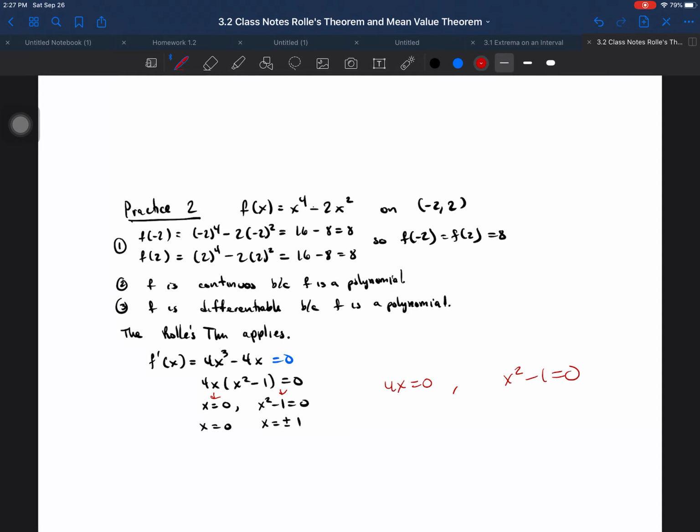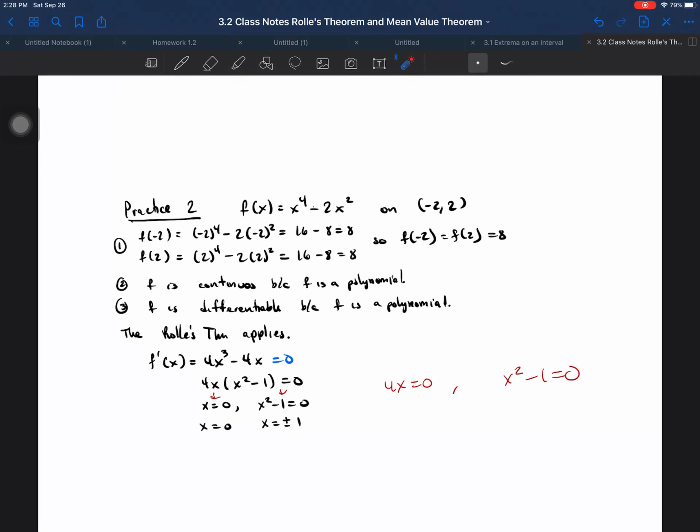And then we're going to solve for each one. Well, this is already solved, x equals 0. The second one, x squared minus 1 equals 0, by adding 1 over here and then taking the square root on both sides: plus or minus the square root of 1 is plus or minus 1. So we have x equals 0, x equals 1, and x equals negative 1.